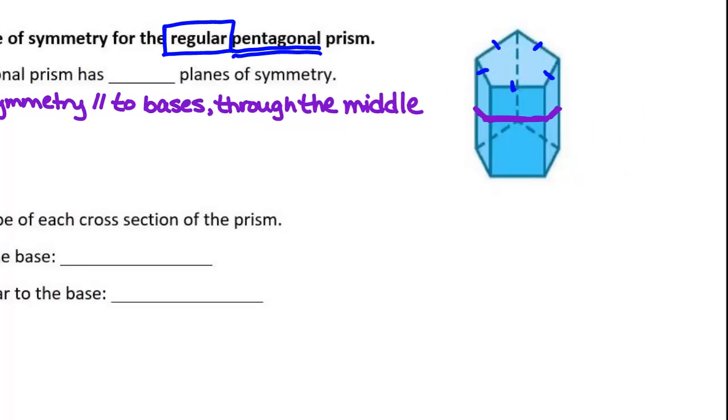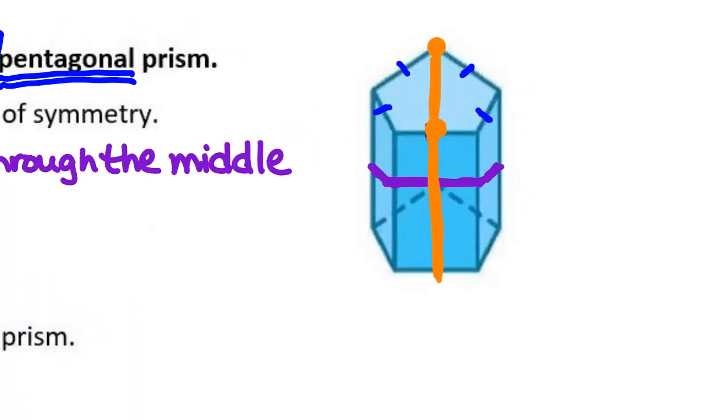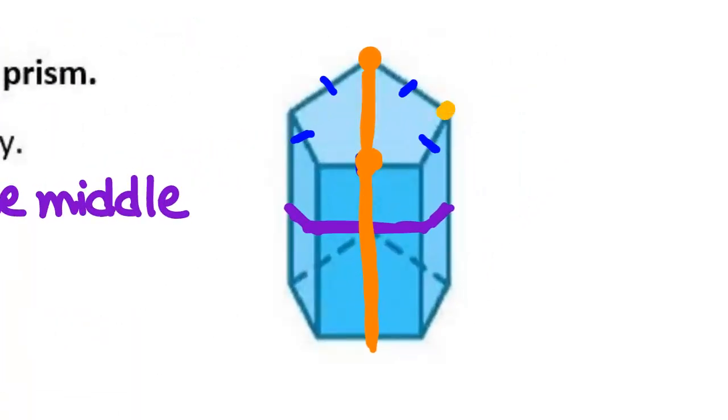Where else could I slice this? Top down. So I can go through this vertex and then the midpoint of the side opposite it. I could cut it right here. That would allow me to take the right side and flip it over on top of the other side and they'd match up 100%. Could I do that anywhere else on the top and bottom? Could I go through another vertex and midpoint set? Remember, all those sides are congruent. So I could go from this vertex to this midpoint.